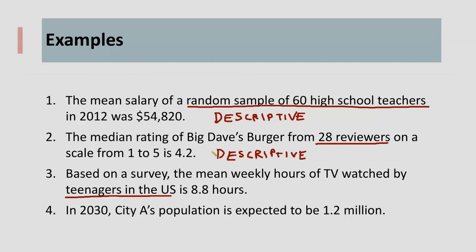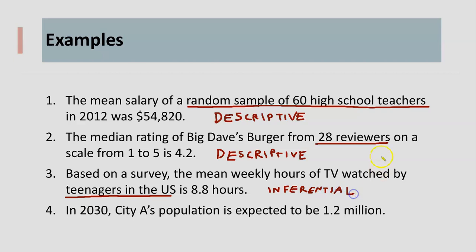So it's tricky. Key thing to notice though is it did not have a specific number of people in a sample that gave that 8.8 hours. It just sort of vaguely said based on a survey, so based on a sample, and then the implication is that, okay, here's our estimate of what the mean weekly hours of TV watched by all teenagers in the USA is. So this is going to be inferential, because it's really just an estimate that's based on a sample.